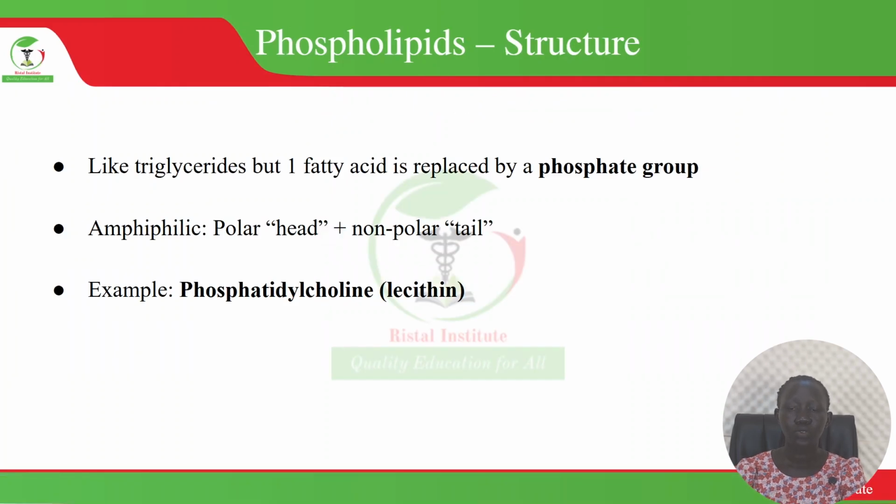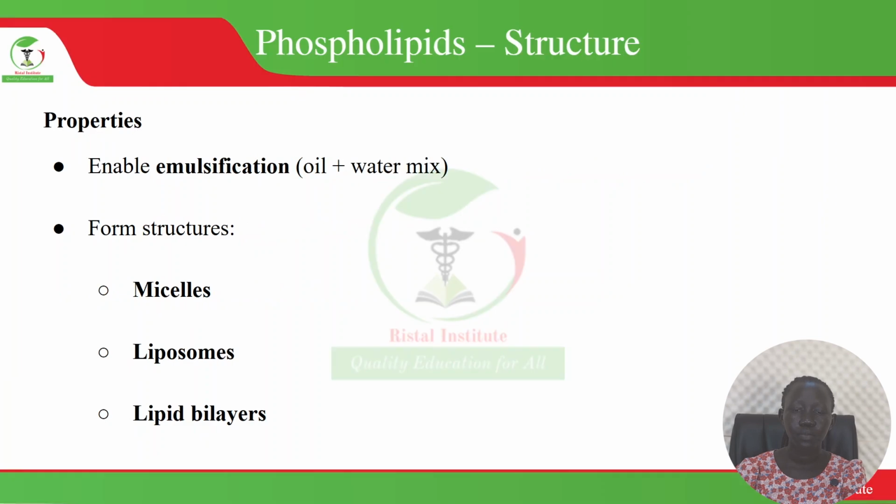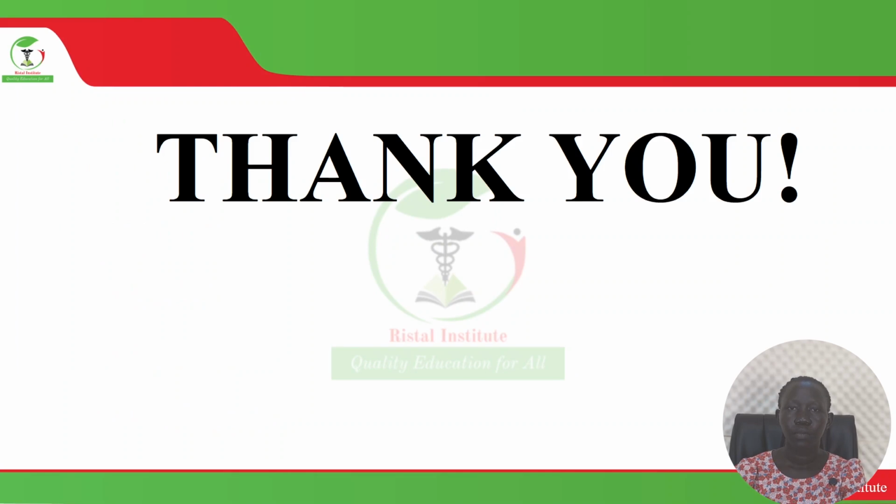Let's also briefly look at phospholipid structure. In the previous lectures, we said that phospholipids are like triglycerides, but here one fatty acid is replaced by a phosphate group. And they are amphiphilic. They have a polar head and a nonpolar tail. For example, phosphatidylcholine, also known as lecithin. The properties of phospholipids are that they enable emulsification, where oil and water mix. They form structures such as micelles, liposomes, and lipid bilayers. So thank you. This is what we have for this class.